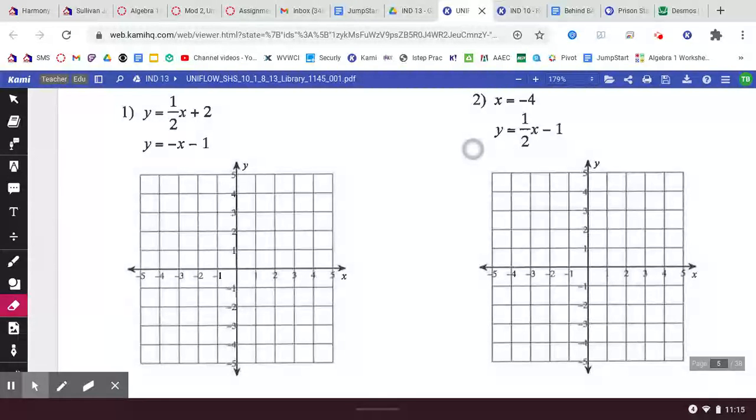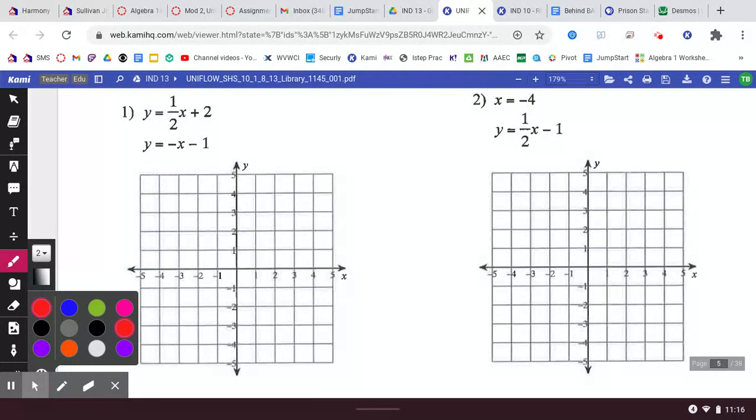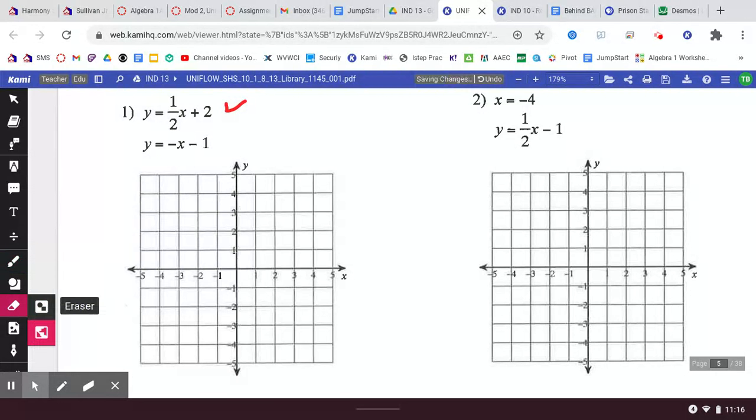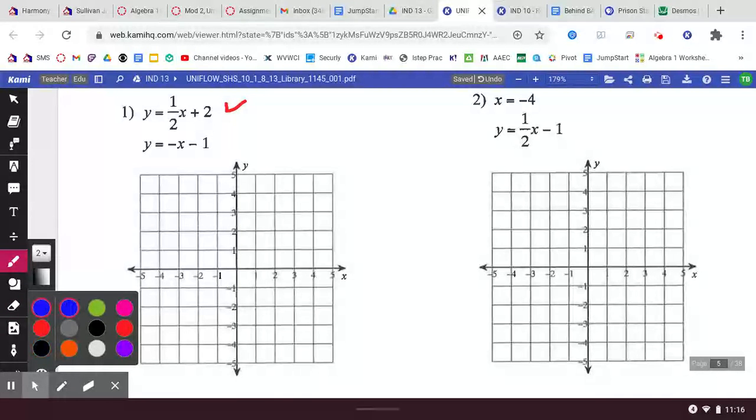All right, so we have two equations, and we've got a red one that we're going to graph, and then a purple one that we're going to graph. Well, red and purple don't really stand out, do they? All right. Let's see if blue works better. A little bit better. All right.